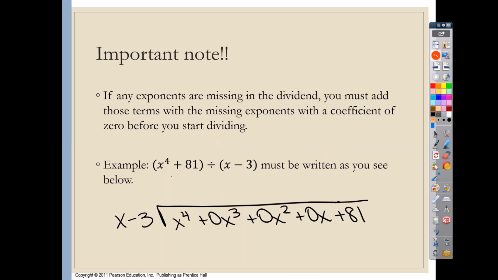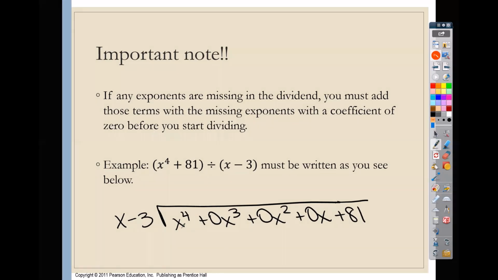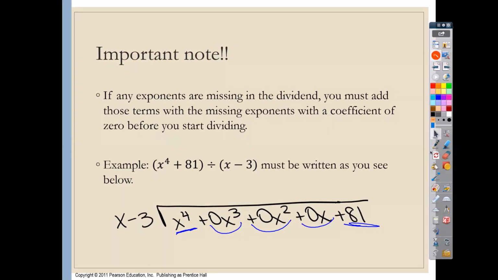For example, if you have x to the 4th plus 81 divided by x minus 3, it must be written as you see below. So do you see how it's x minus 3, and you have x to the 4th plus 81, but you're missing the x cubed, the x squared, and the x. So I have to fill those in with zeros. That is extremely important.